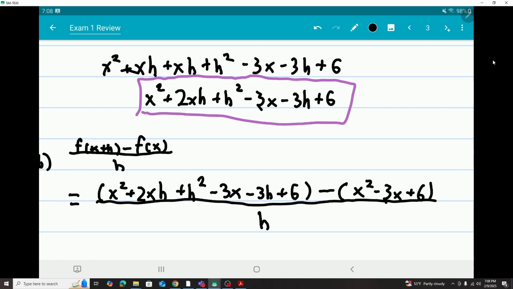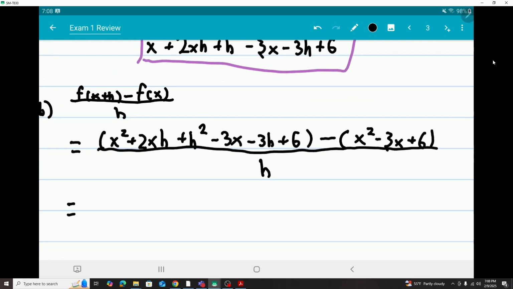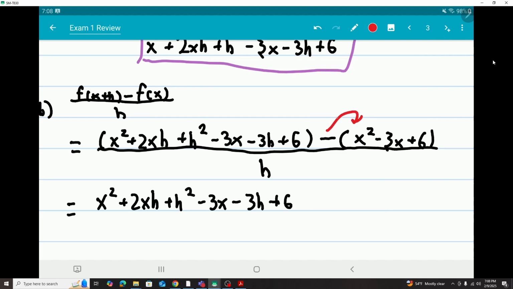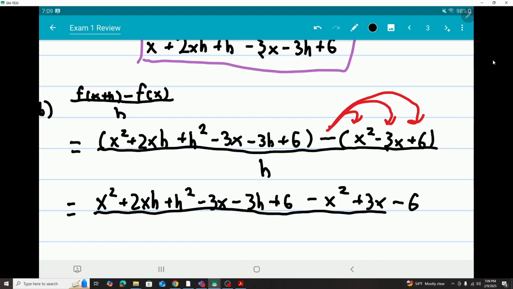Okay. So now on top, for that left side, those parentheses really aren't doing anything. So we just have x squared plus 2xh plus h squared minus 3x minus 3h plus 6. So nothing changed, the parentheses just weren't doing anything. But here we do need to make sure we're distributing this minus. So we get minus x squared plus 3x minus 6. We're dividing that all through by h.